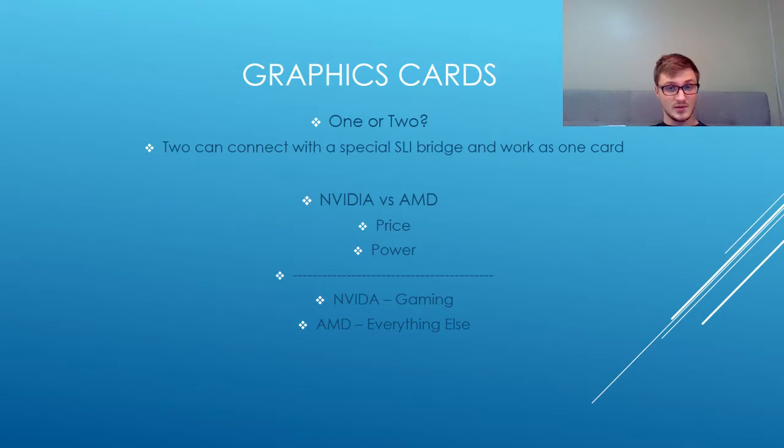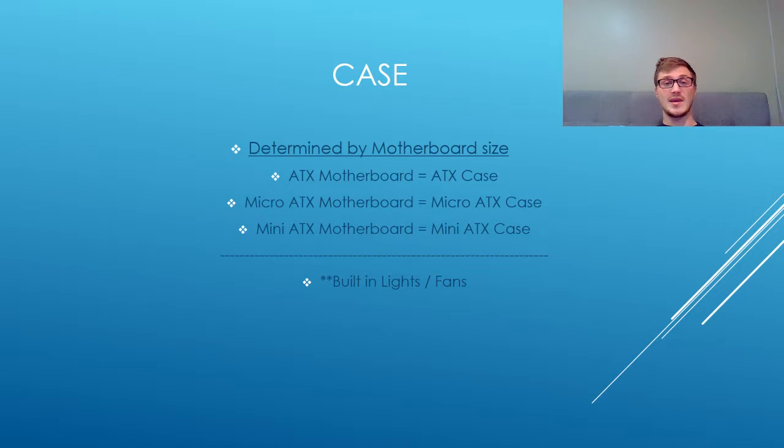Now for graphics cards, you have a couple options. You can do one card, or you can do two cards. You can actually connect two cards together with a special SLI bridge, and they'll work as one card, no problem. The two companies are going to be NVIDIA or AMD, really price versus power. NVIDIA is really for gaming, and AMD is generally for everything else for me.